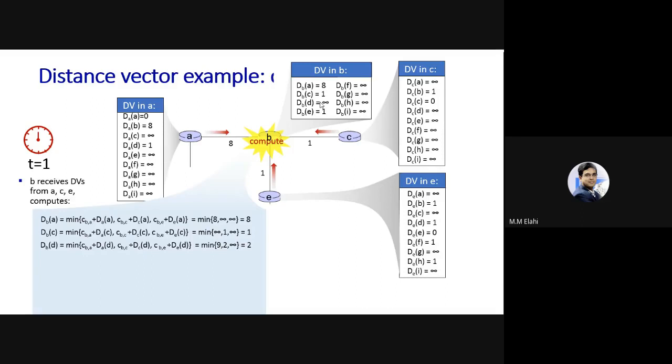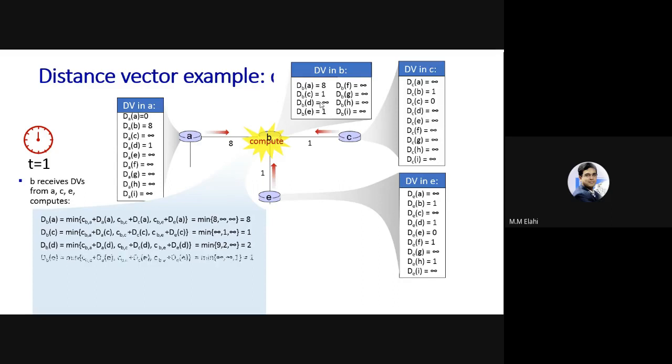So B will update, B will not stop here. B will update all its entries, DB to D, DB to E, DB to F, DB to G, DB to H, DB to I. All possible entries, applying the Bellman-Ford equation, and then finds whether there is a new value that is less than the previous value. If that happens, it will update its distance vector. And in any case, if a single value is updated, it will then send back the updates to all its neighbors. Clear? Any question?